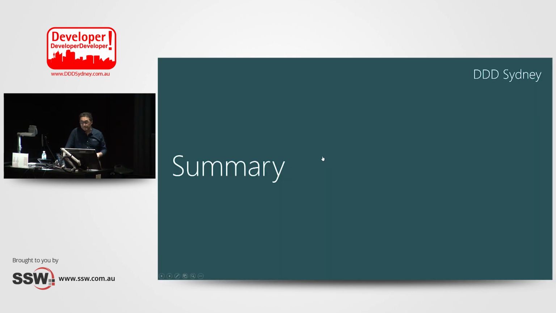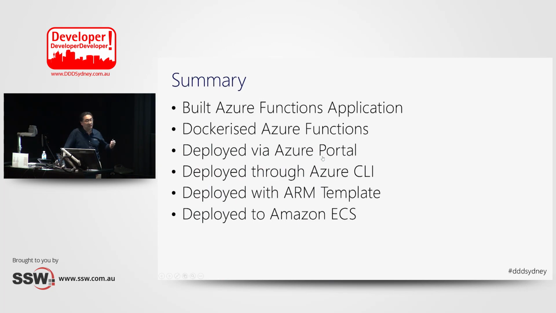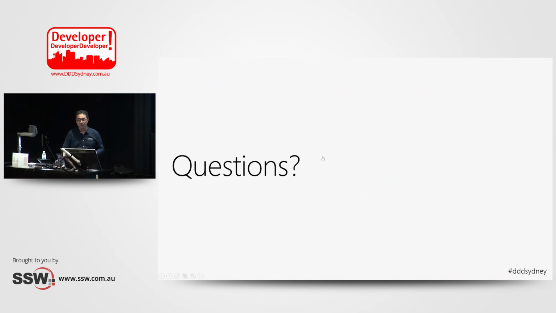Now, almost there. Throughout this session, we have built the Azure Function application in C#, .NET Core in the Linux environment. Then we made it a custom container image with Docker. Then we deployed that custom container image onto Azure through the Azure Portal, then Azure CLI, then ARM template. And finally, we also deployed that Azure Function custom container image onto Amazon ECS. So this is it. Any questions?